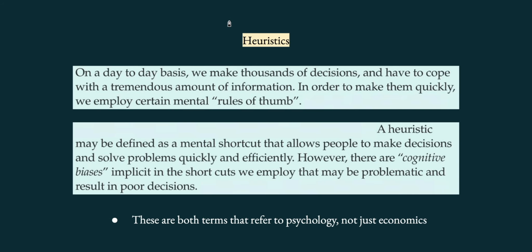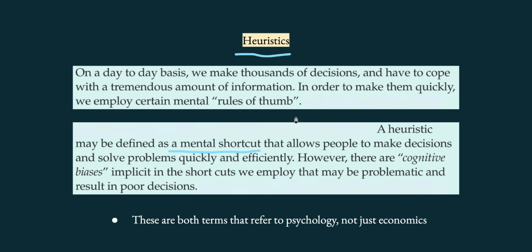All right, so now let's talk about something called heuristics, which is something taken straight out of psychology. So what is heuristics? Well, I'm going to start down here, actually. A heuristic may be defined as a mental shortcut that allows people to make decisions and solve problems quickly and efficiently. Okay, some examples of this is how on a day-to-day basis, we make thousands of decisions, most of them we don't even realize, and have to cope with a tremendous amount of information. So in order to make these heuristic decisions quickly, we employ certain rules of thumb.